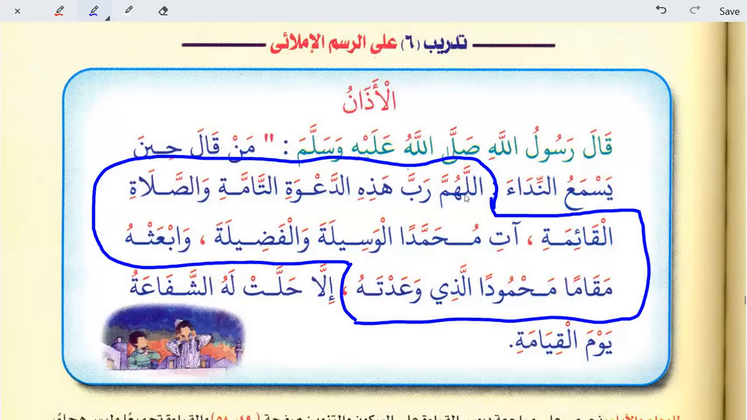Okay, Latifa, now look at it and read it. Allahumma rabba hazihid da'watit tammati was-salatil qa'imati ati Muhammadanil wasilata wal fadilata. Here it is Muhammadanil. When we have tanween with alif lam, we say Muhammadanil. Wab'athhu maqamam mahmudanillazi wa'adtahu.